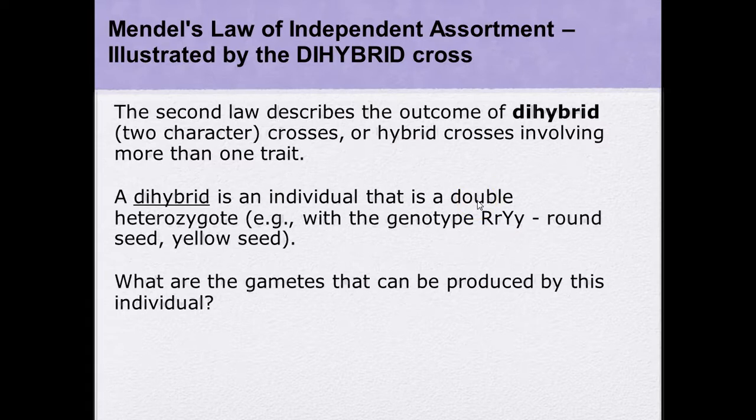Mendel's third law is the law of independent assortment, and it's illustrated by the dihybrid cross. The second law describes the outcome of dihybrid, or two-character crosses, or hybrid crosses involving more than one trait. A dihybrid is an individual that is a double heterozygote, meaning it has the two heterozygous genotypes for two different traits. For example, one for round seeds and one for yellow seeds. What are the gametes? What are the sex cells, sperm or egg, that can be produced by this individual? Refer back to the slide I just mentioned.